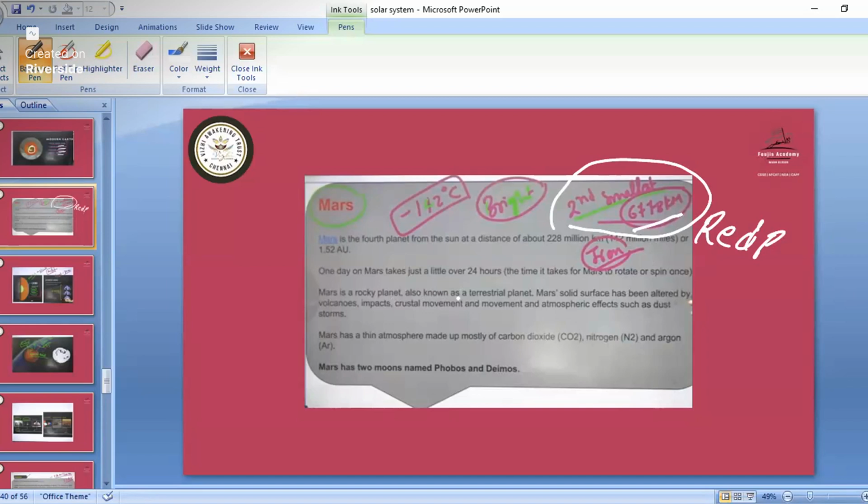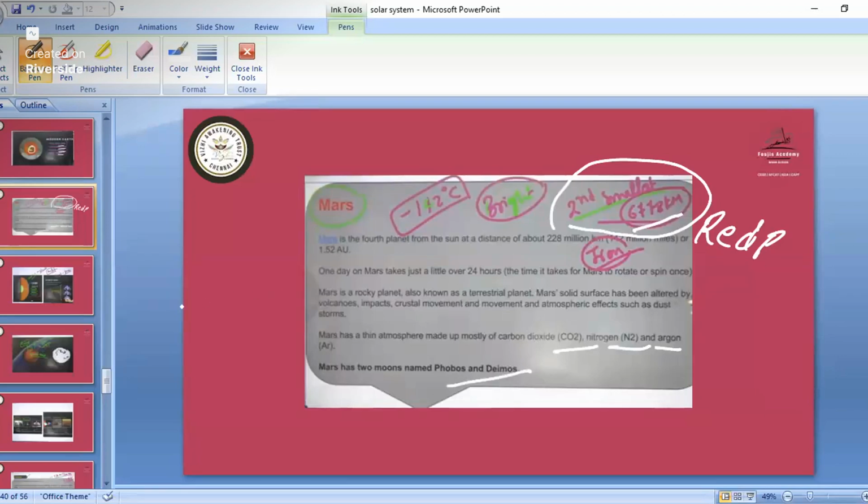Mars is a rocky planet, also known as a terrestrial planet. Mars' solid surface has been altered by volcanoes, impacts, crustal movement, and atmospheric effects such as dust storms. All planets have their own atmosphere. Mars has a thin atmosphere made up mostly of carbon dioxide, nitrogen, and argon. And Mars has two moons, Phobos and Deimos.